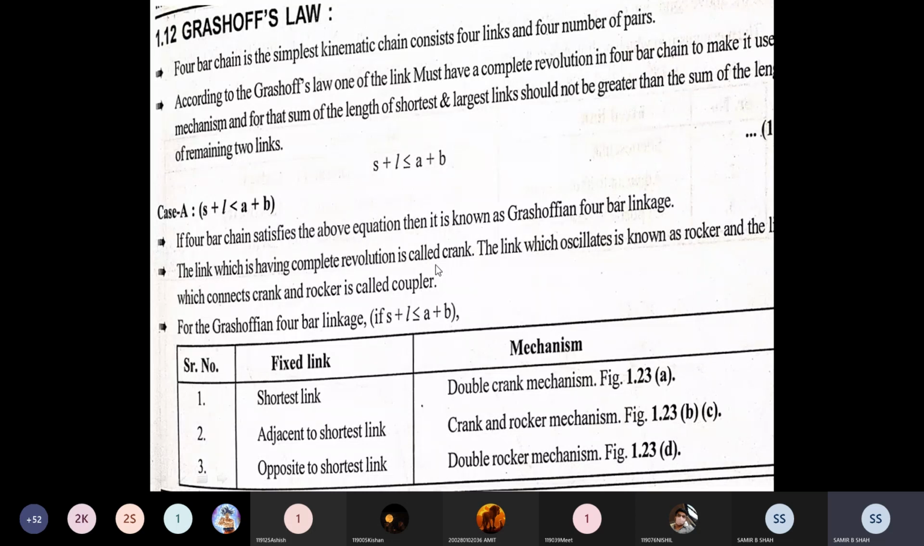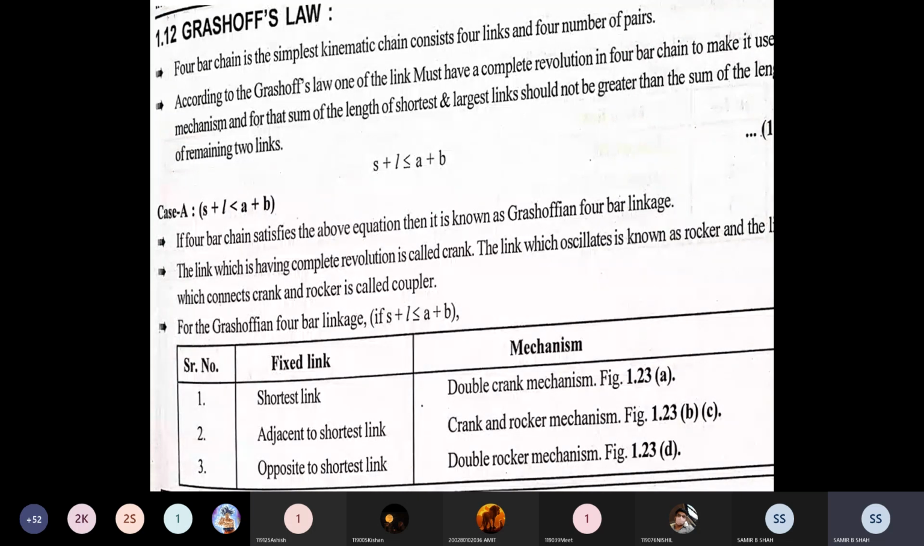Okay, so there are 3 phenomena that you have to remember. The link which completely revolves is called a crank. The link which oscillates in its own position is called a rocker. And the link that joins the crank and rocker is called a coupler. So crank, rocker, and coupler are there.